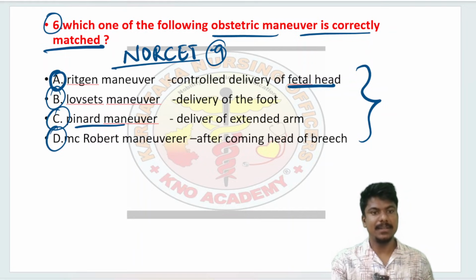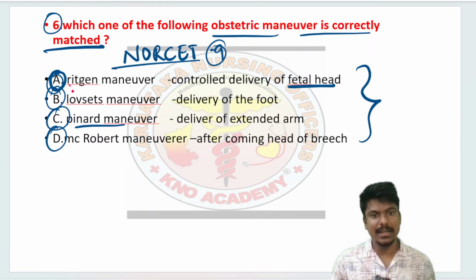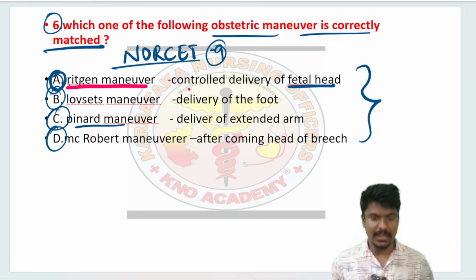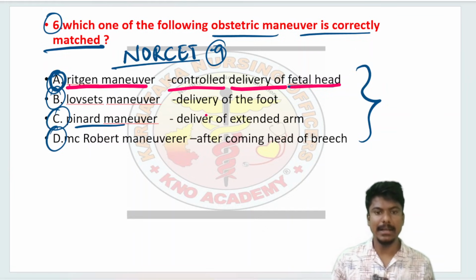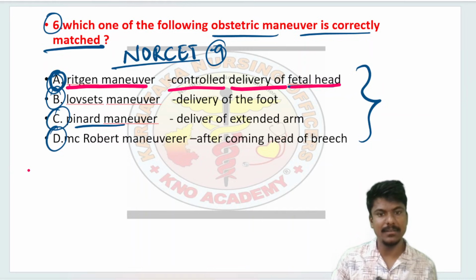I'll explain all the maneuvers. Option A is the right answer. The rightly matched answer is option A, Ritgen maneuver, nothing but a controlled delivery of the fetal head. Controlled delivery of the fetal head is called the Ritgen maneuver. So we'll see all the other options. What do you mean by Løvset maneuver?